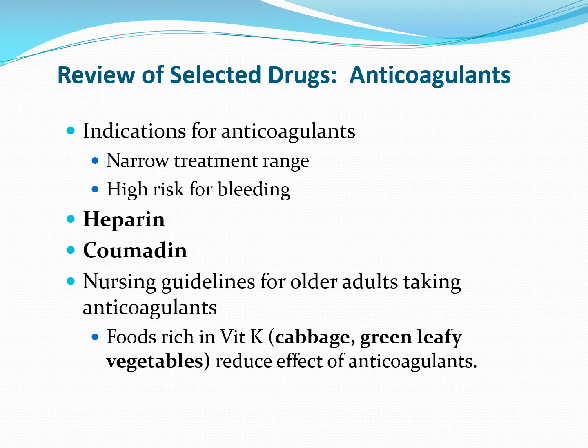So for anticoagulants, of course, we need to be careful because they have a narrow treatment range and they have high risk for bleeding. One example is heparin, another example is coumadin. These are the two most commonly used.